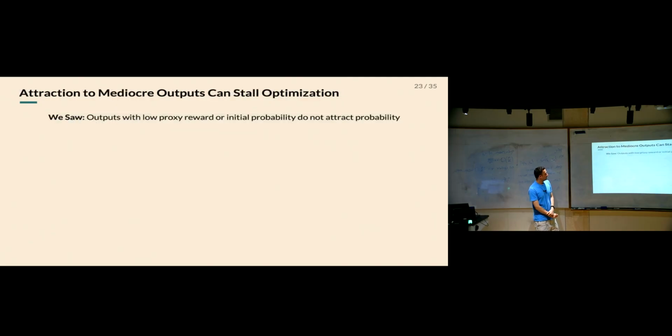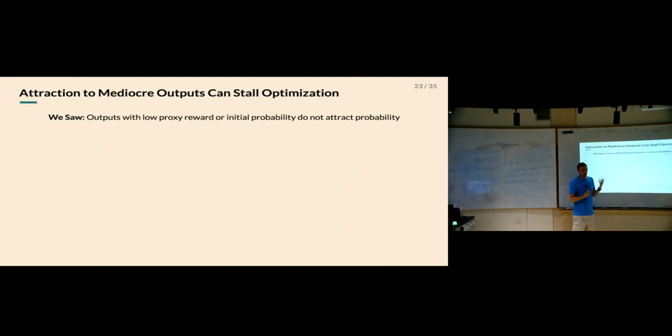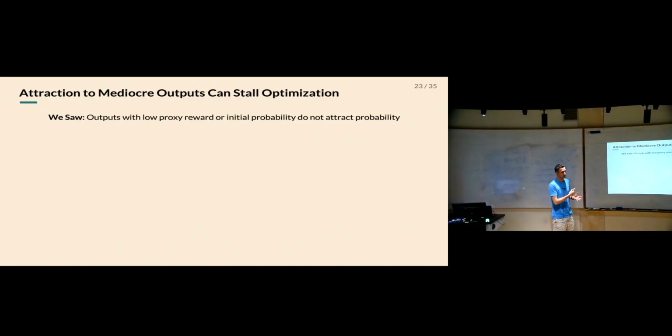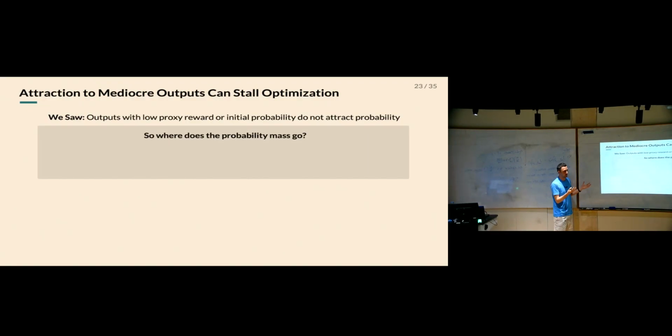All right, after this warm-up, we can get to the more interesting part, at least from a technical perspective, and I think in terms of how surprising the result is: what is the beneficial error? When should we deviate from the ground truth? What we saw is that outputs with low proxy reward or low probability don't attract probability during policy gradient. So where does the probability go?